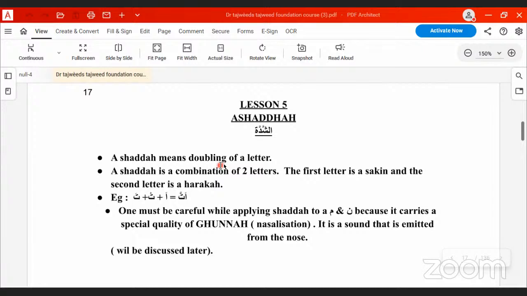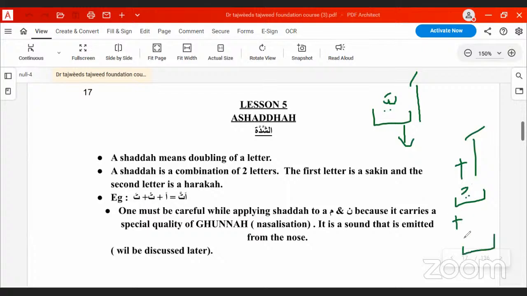Shadda means doubling of a letter. A shadda is a combination of 2 letters. The first letter is a sakin and the second letter is a haraka. For example, I'm writing the letter ta with a shadda. The shape is like a small W. I'm writing the word atta. Now, how do you split this? A plus ta with a sukoon. Now, we all know what is a sukoon, right? Plus ta with a fatha, because fatha is written here.